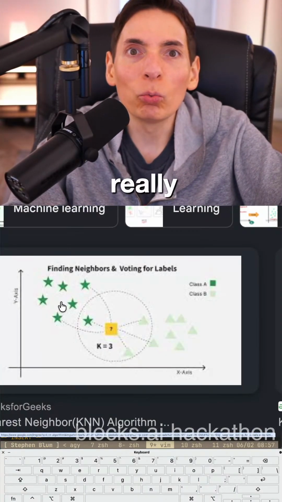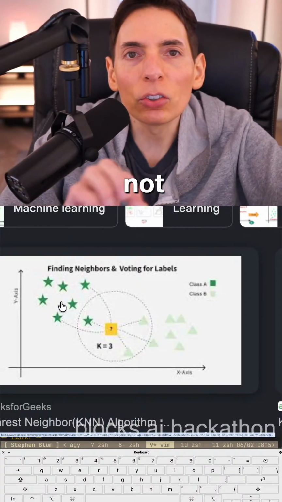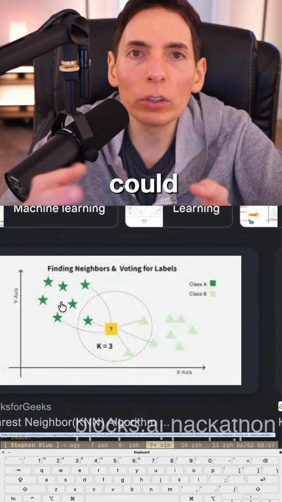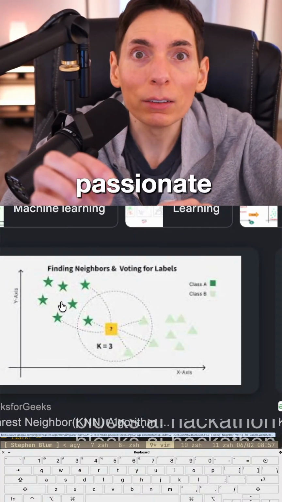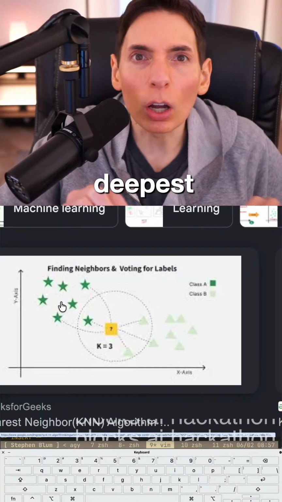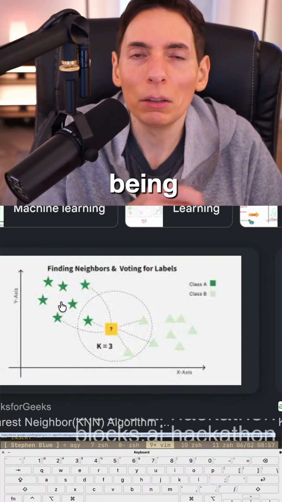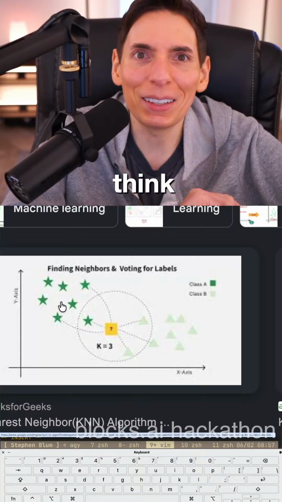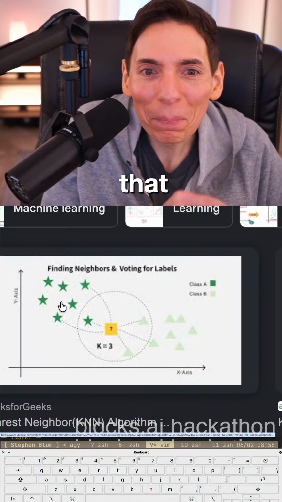In computer science, it's one of those disciplines that does not mandate a college education, right? It's self-taught. And I find often those who are passionate and teach themselves often have the deepest understanding, and therefore have the highest potential for being the best contributor, right? I think. I mean, I'm biased because that was me. That was me. I did that.